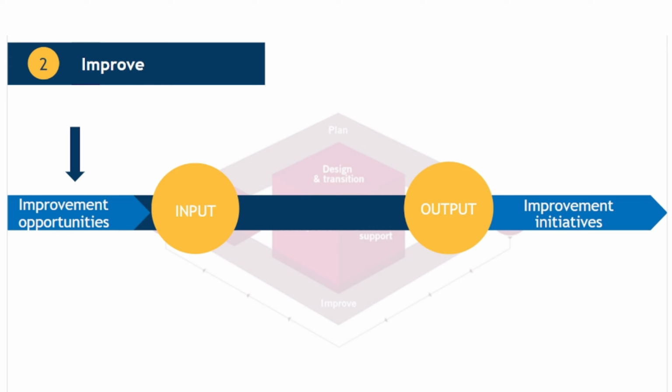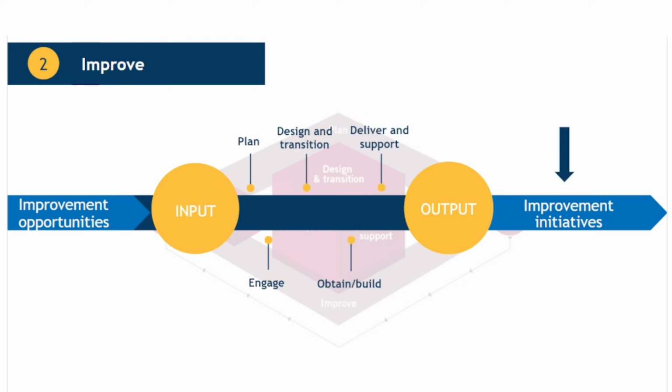Opportunities for improvement will be input from every other service value chain activity, while the actual improvement initiatives will be the outputs of Improve. We have already discussed continual improvement as a component of the SVS, and we will come back to it as one of the key practices. So, for now, we'll move on.